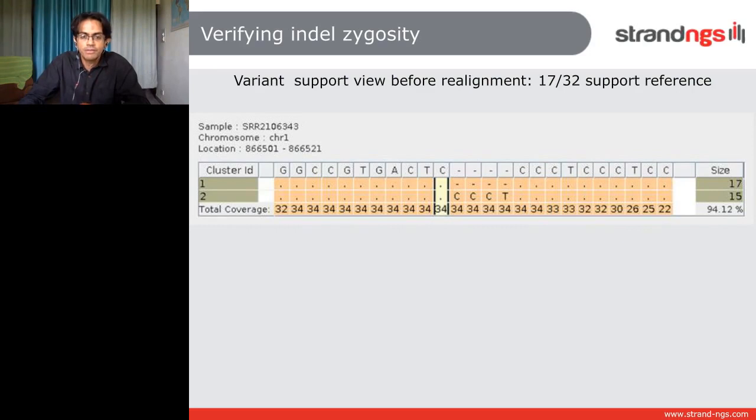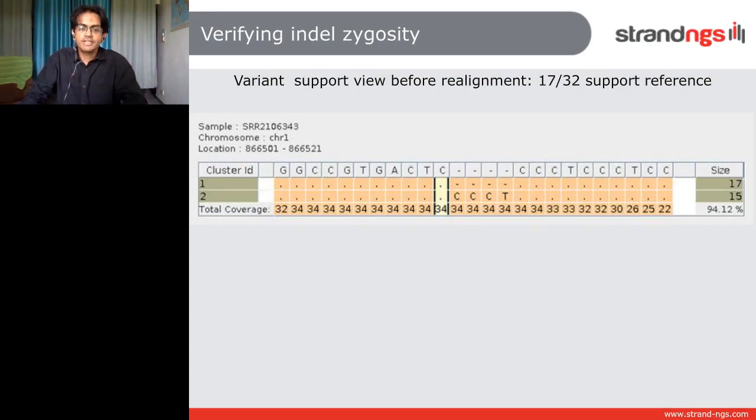This was before realignment. There are 2 clusters of reads. One supports the reference, indicated by these minus signs, and one supports the variant, which is in this case the 4-base insertion. What these figures on the right say is that the first cluster has 17 reads and the second cluster has 15. Remember our first assertion about roughly half the reads supporting the insertion? That's what you're seeing here, but in a much more condensed and easy to understand fashion.